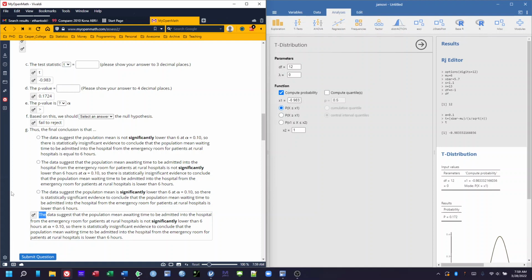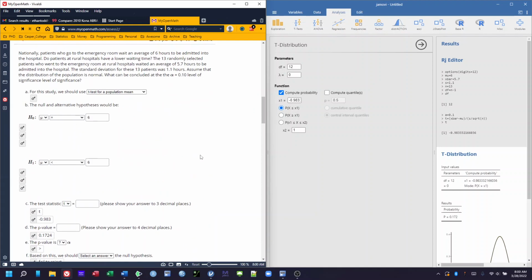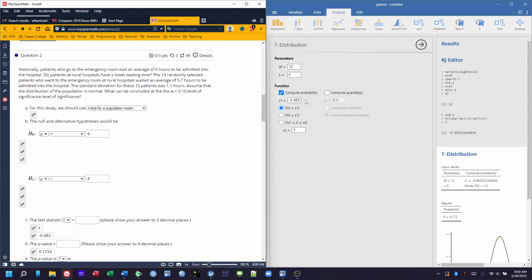So we have statistically insignificant evidence to conclude that the population mean waiting time to be admitted into the hospital from the emergency room for patients at rural hospitals is lower than 6 hours. So that's how you go through and do this if we are just dealing with summary statistics. And this is how you go and calculate out your p-value.